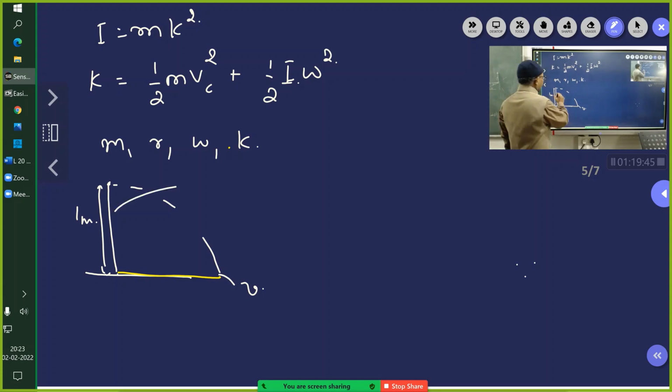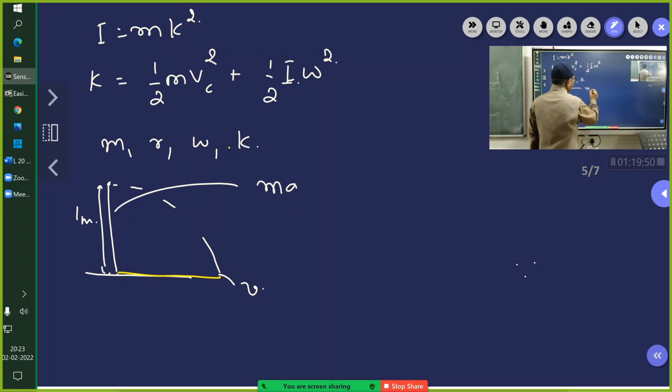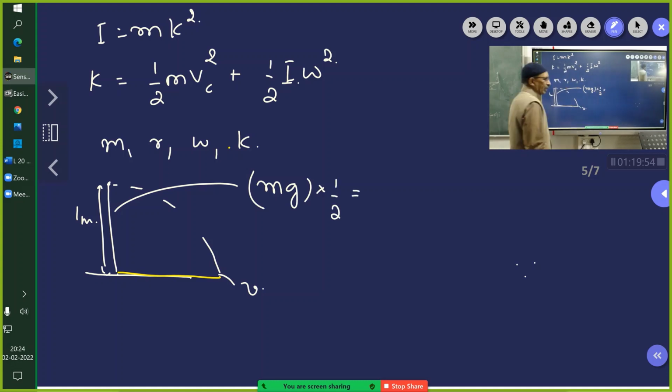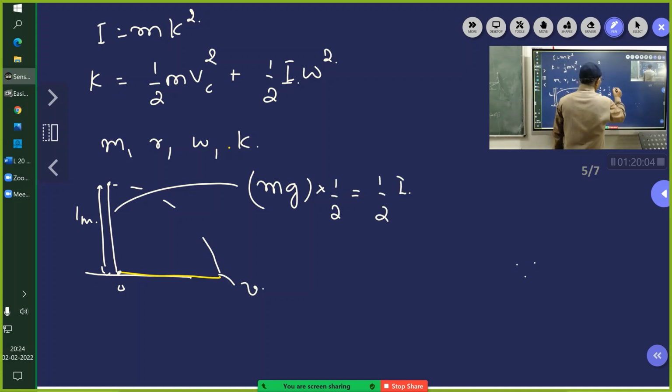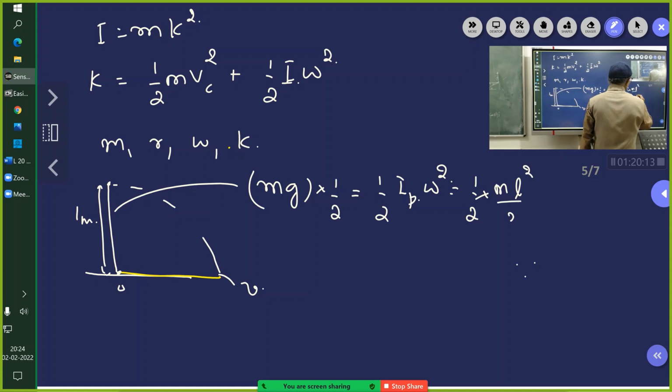When it is standing upright, what is the energy of this? Only potential energy, mg L by 2, and L by 2 is half a meter. When it is about to touch the ground, the entire energy is kinetic energy. So you take this point as P: half I_P omega square, and I_P is M L square by 3, into omega square.